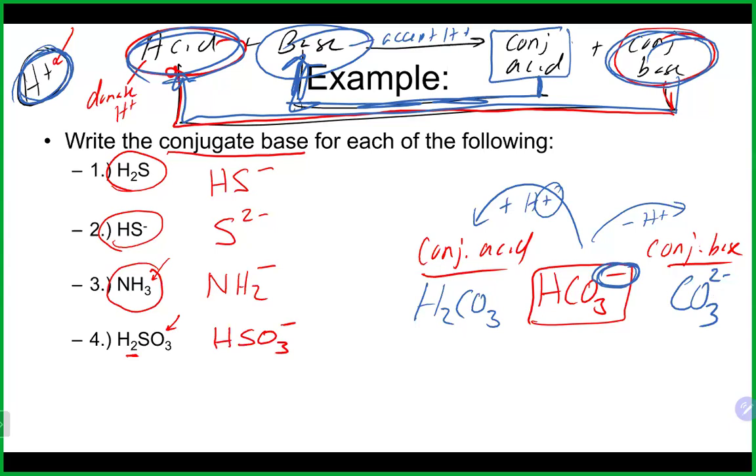So if you're ever not sure, because sometimes problems won't tell you, hey, these are all acids, what's the conjugate base? Or, these are bases, what's the conjugate acid? If they just tell you to write the thing for the conjugate acid or conjugate base, just think about it backwards, use the definition of the acid or base and just either put it on or take it off. Any questions on acid conjugate base pairs?